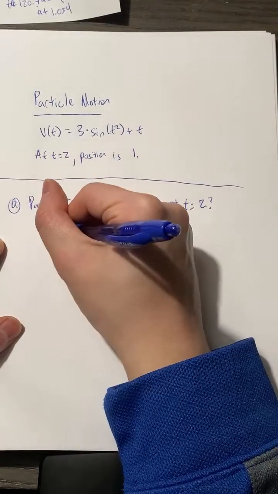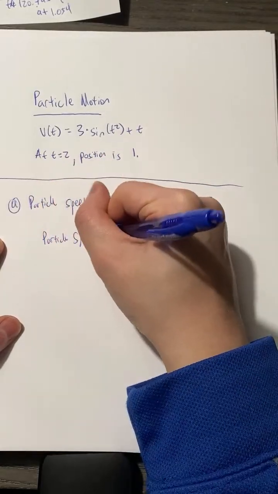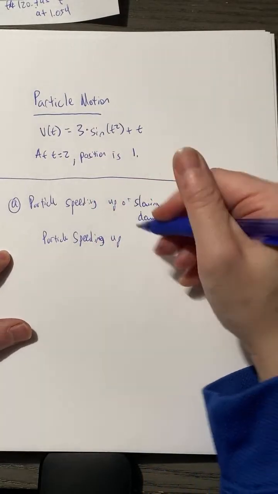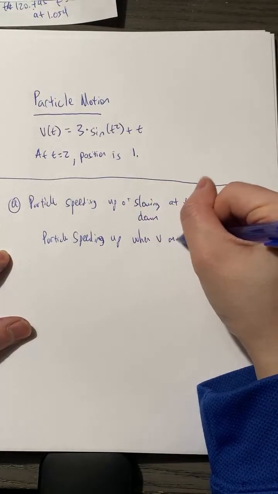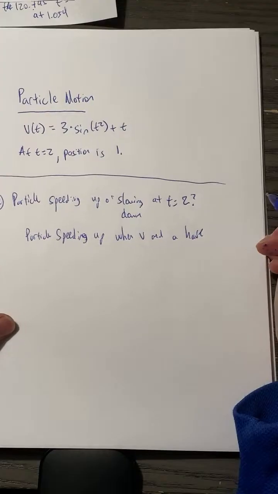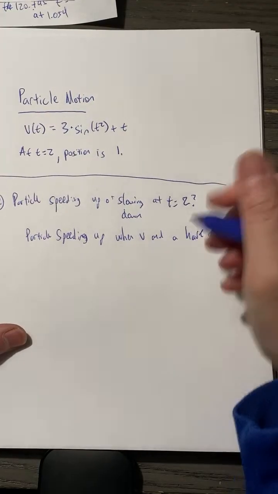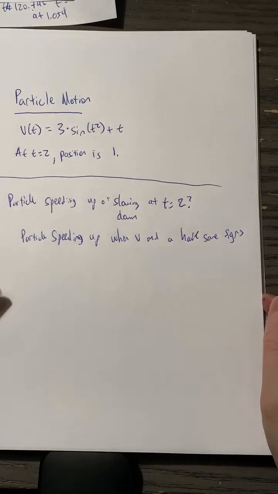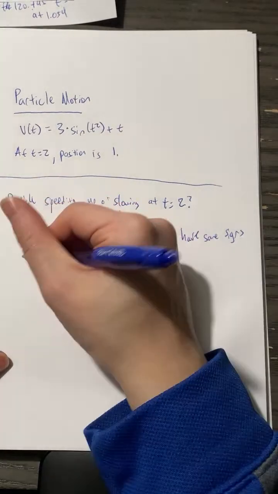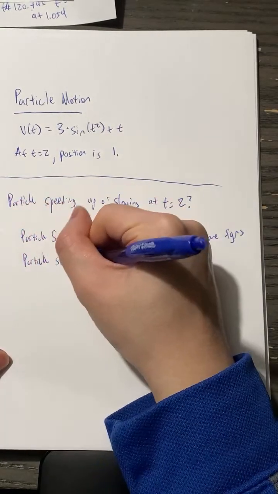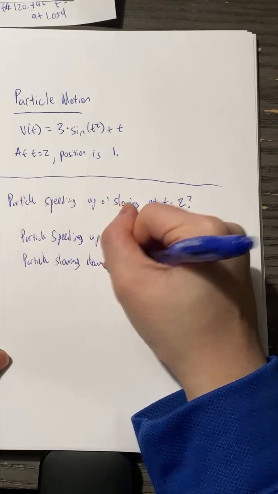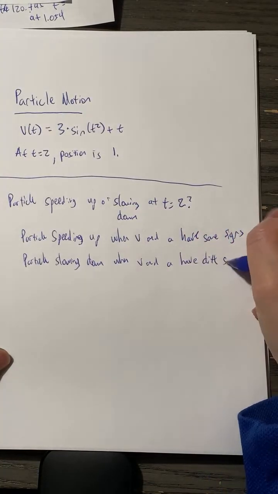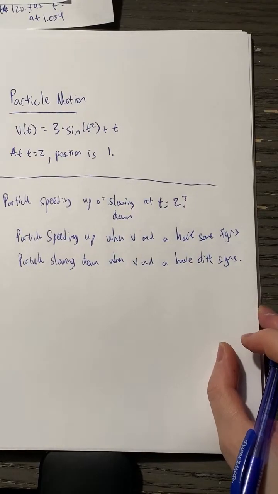So a particle is speeding up when the velocity and the acceleration have the same signs. Same signs. And a particle is slowing down when velocity and acceleration have different signs. Slowing down when velocity and acceleration have different signs. Meaning one's positive and one's negative.